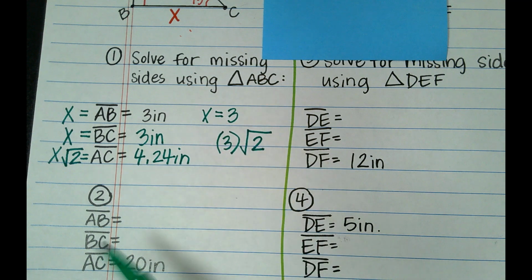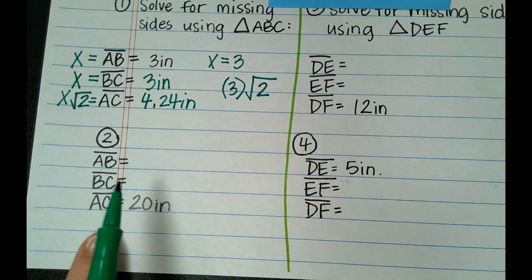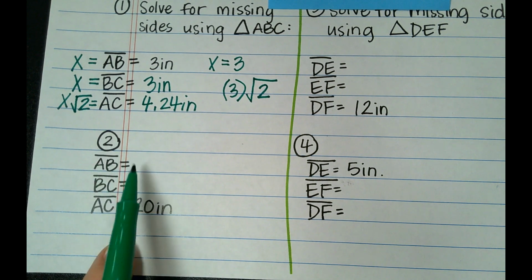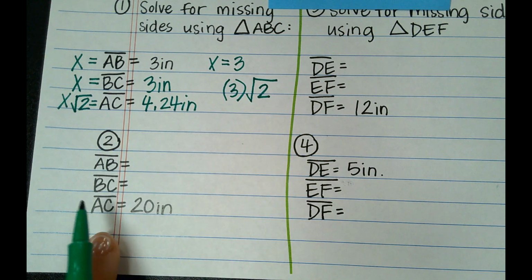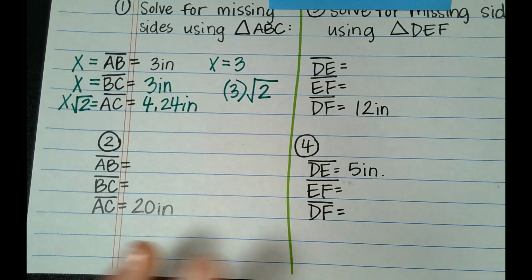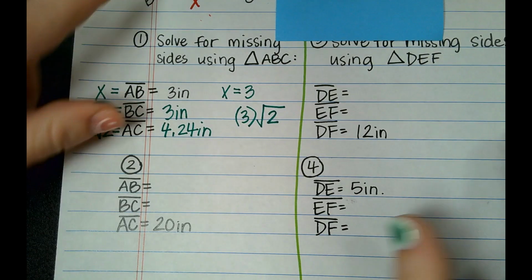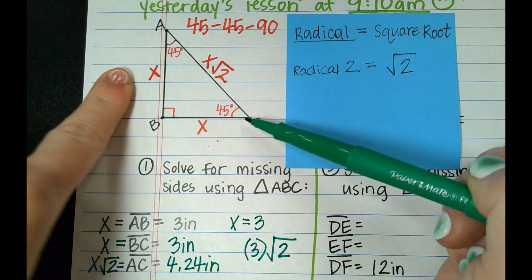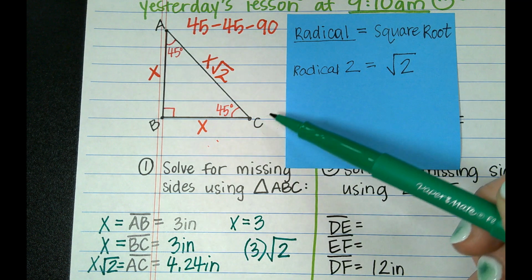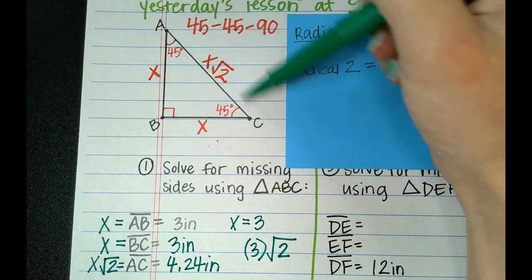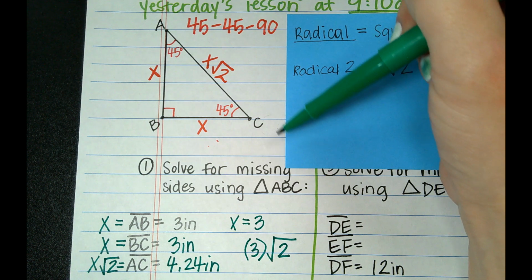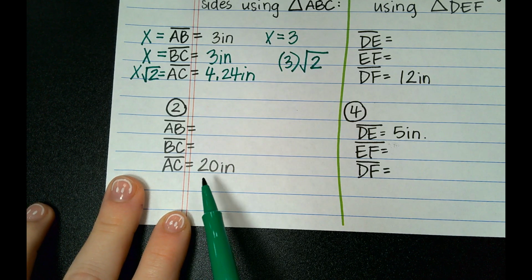Okay. We want to try number 2? All right, let's do it. Now, number 2 is a little bit different because this time we're not given AB first or BC. We're given AC. So I always like to look back up at my picture. From A to C on my little diagram here, what value is given for the length from A to C? It is 20, yes, absolutely.